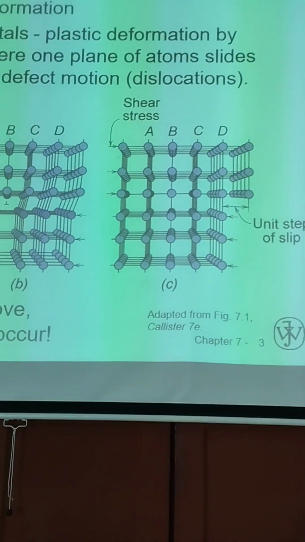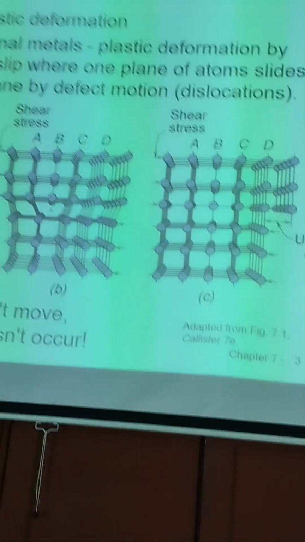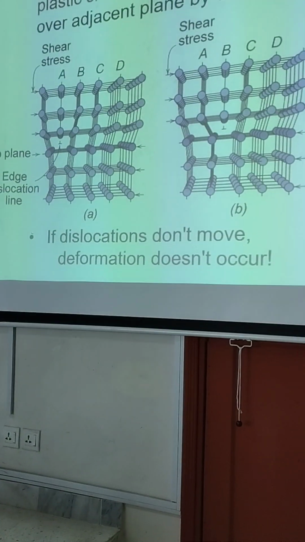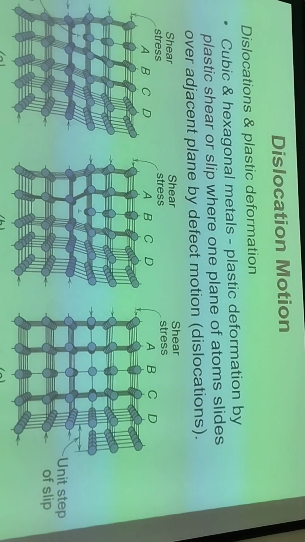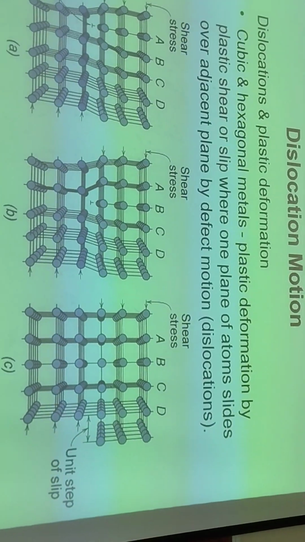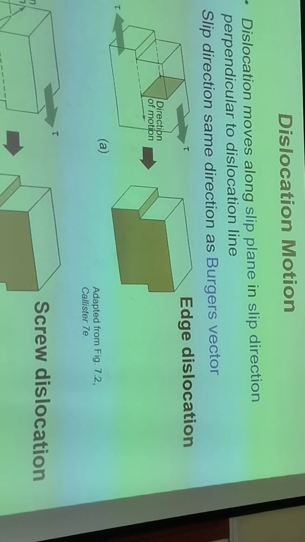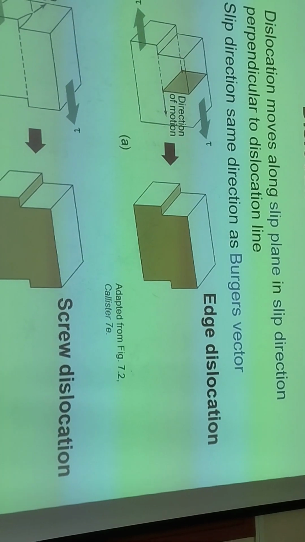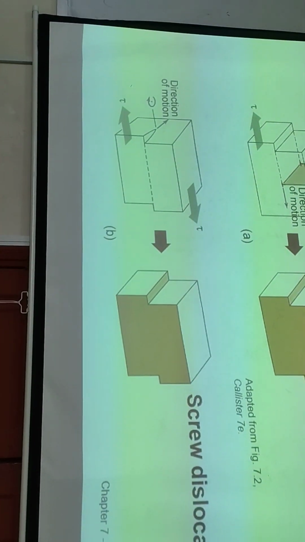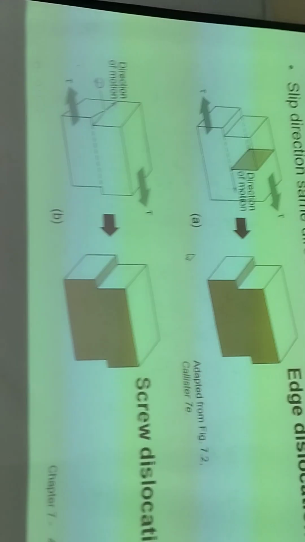So when dislocations move, they are going to cause a resultant deformation. So in effect, dislocations are basically facilitating deformation in materials. Okay, we've also looked into dislocation motion, and we have talked about different types of dislocation. We had the edge dislocation, we had the screw dislocation, which is going to be quantified by a certain vector which is known as the Burgers vector.